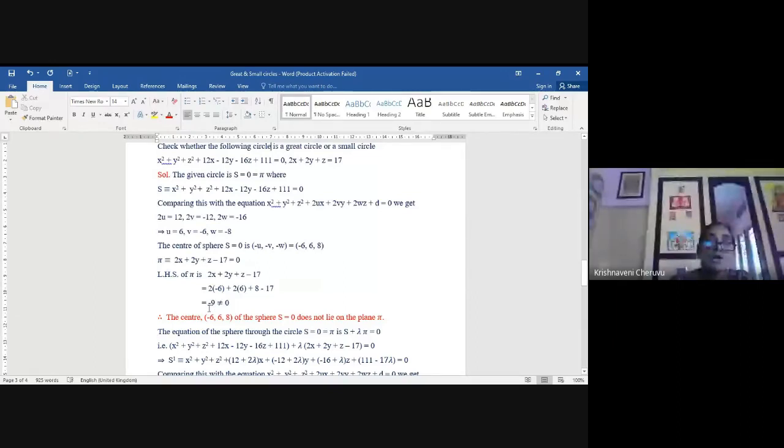Therefore, your conclusion is the center of the sphere, S equal to 0, does not lie on the plane, girls. That's why it is a small circle. Okay, that is why it is a small circle.